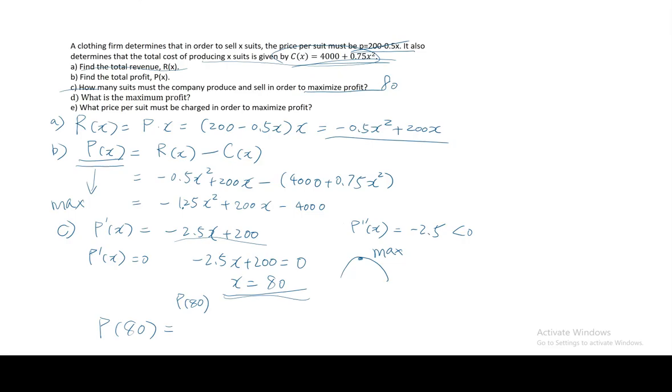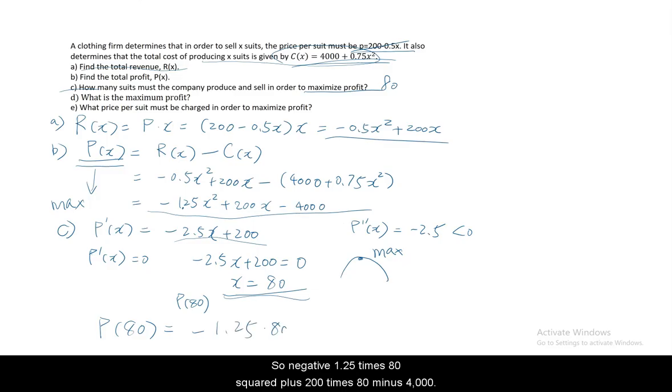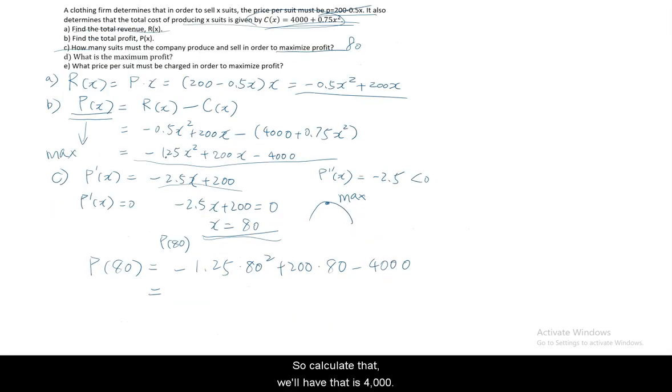What is the maximum profit? That is P of 80, so where's P? P is over here. So negative 1.25 times 80 squared plus 200 times 80 minus 4,000. So calculate that, we'll have 4,000. So the maximum profit is $4,000.